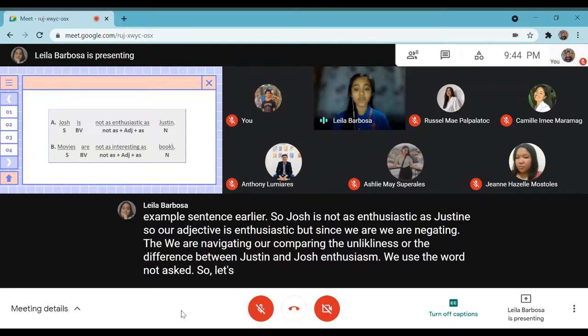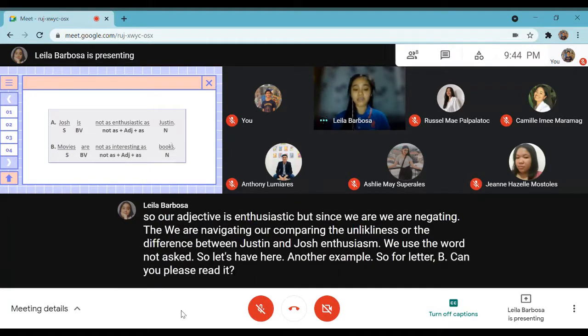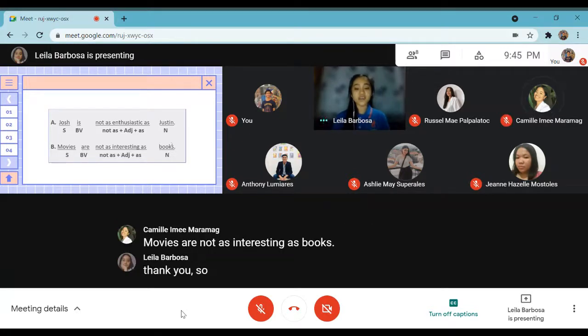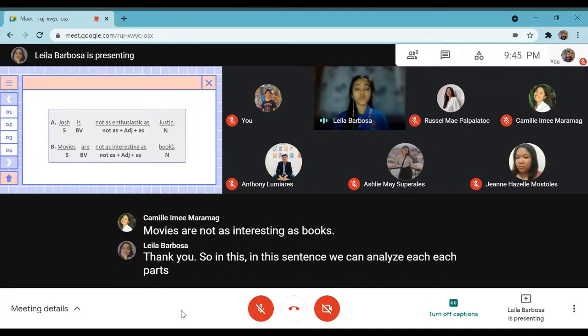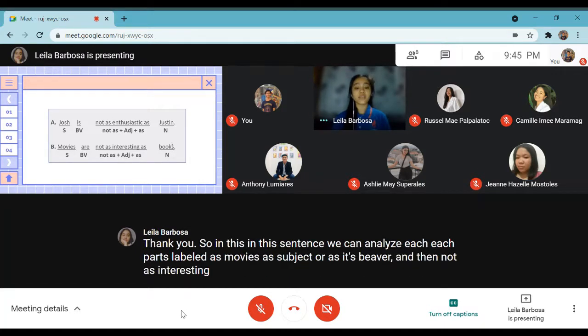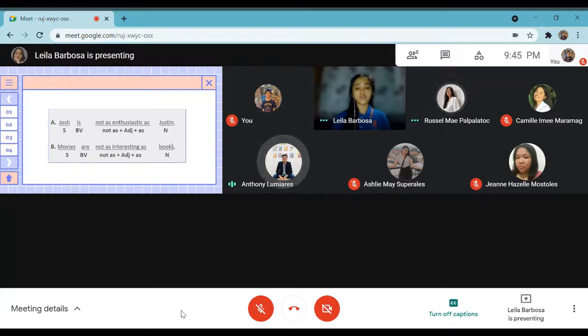So let's have here another example. So for letter B, can you please read it, Aini? Movies are not as interesting as books. Thank you. So in this sentence, we can analyze each part: movies as its subject, are as its be verb, and then not as interesting as. None, ma'am. Okay, very good.